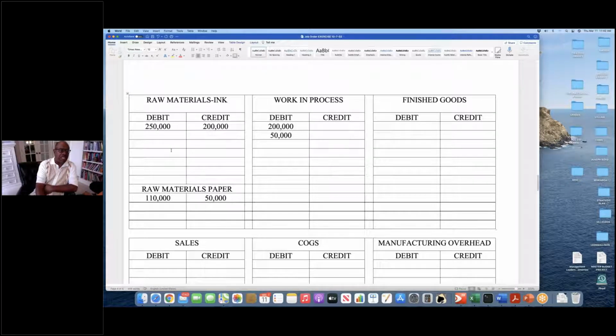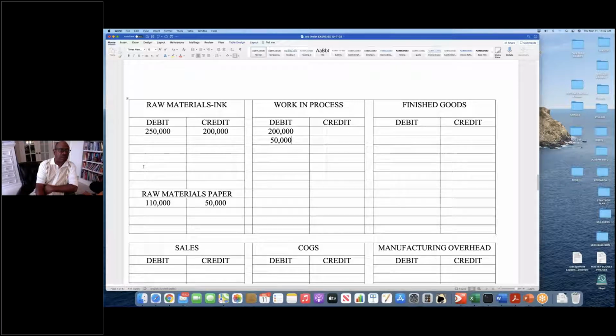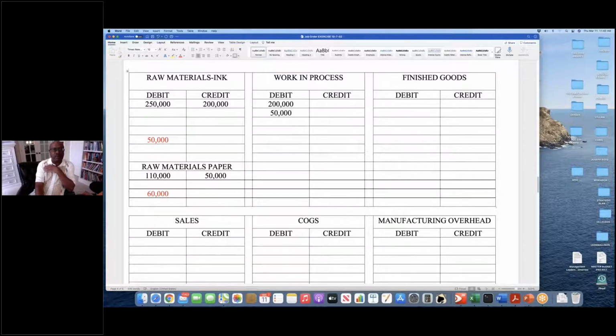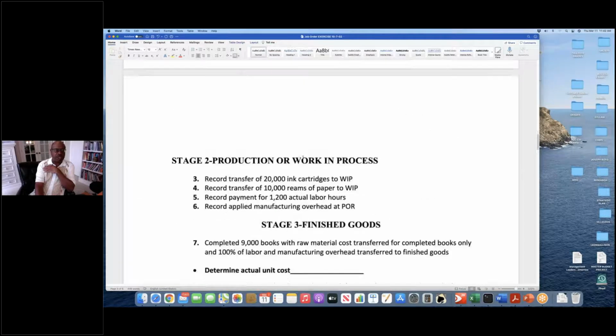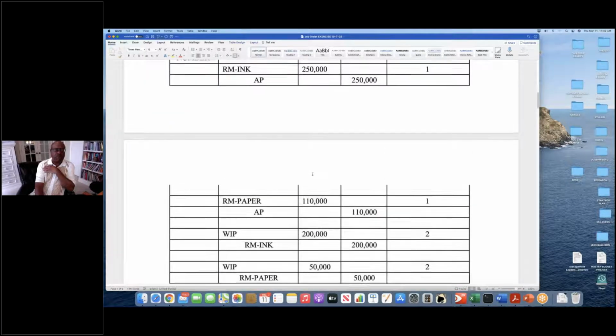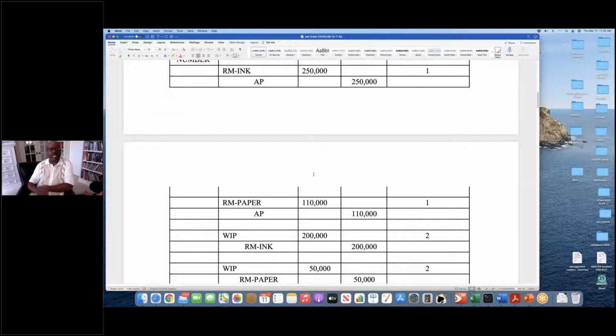Now, what's our balance in ink after this? 50,000. And how much do we have in paper? 60,000. So I'm just putting our balances in red. Are there any questions on what we've done with these first 4 journal entries, in terms of making the journal entries and then posting to the ledger? Are there any questions?